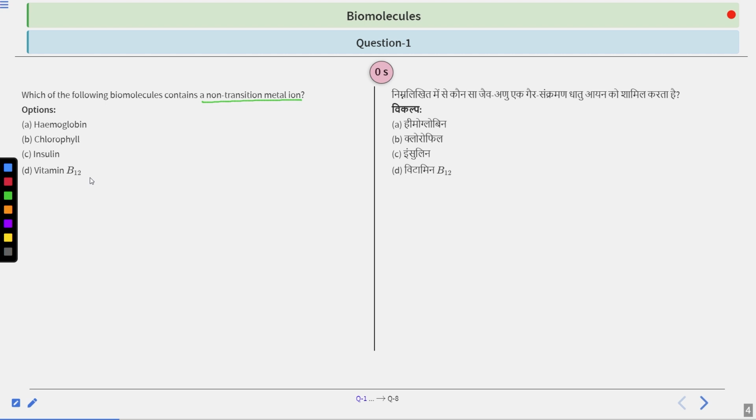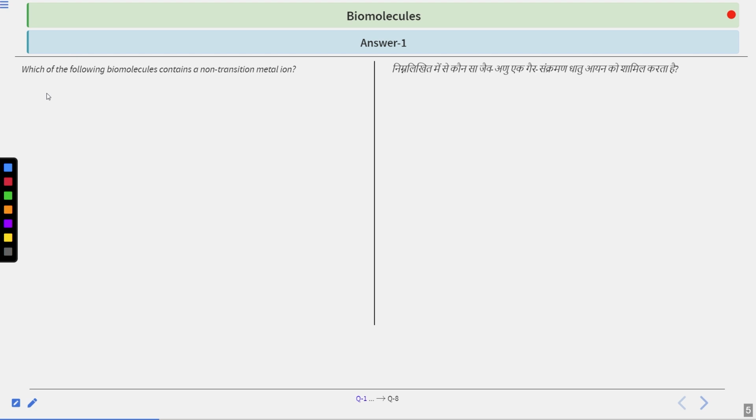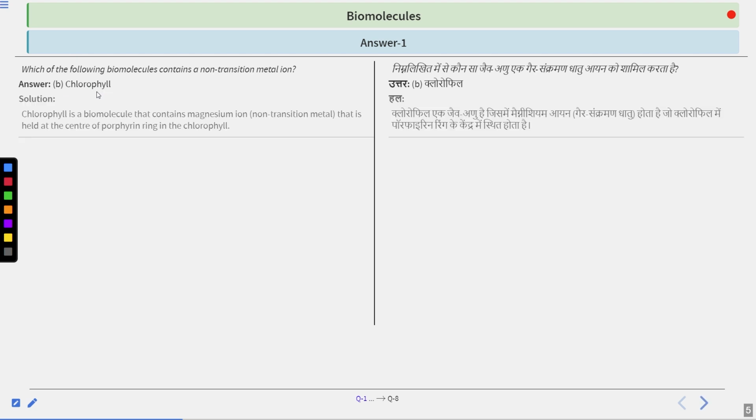Okay, let's move on to the answer. So the correct answer for this question is option B, that is chlorophyll. How? Chlorophyll is a biomolecule, we all know, that contains magnesium ion, Mg2 positive, which is a non-transition metal that is held at the center of the porphyrin ring in the chlorophyll.